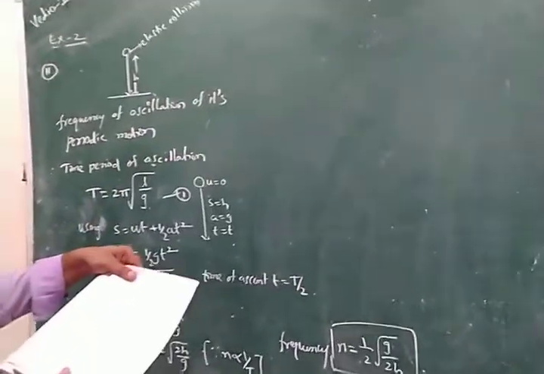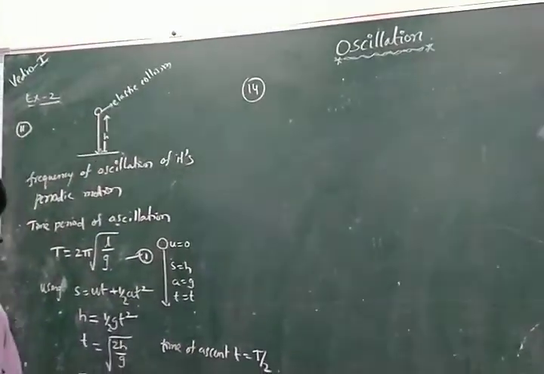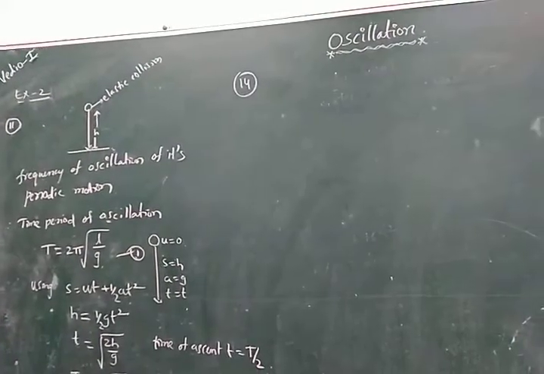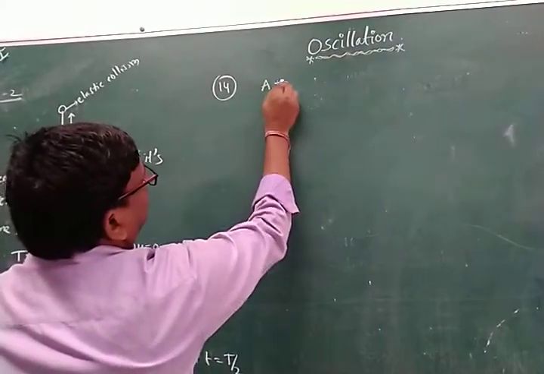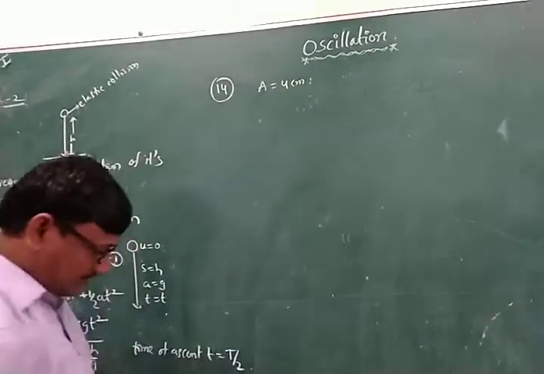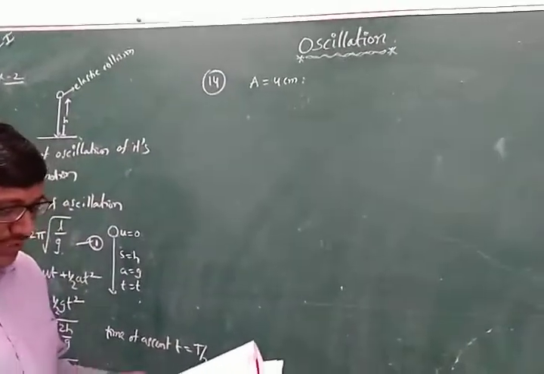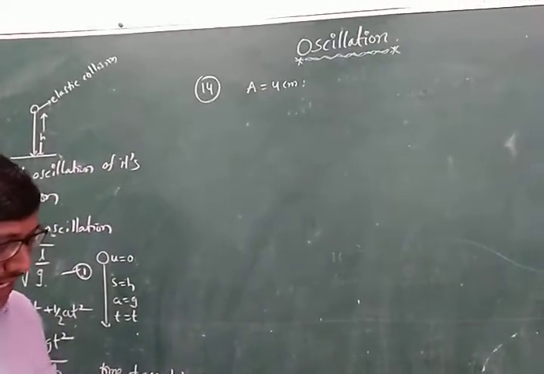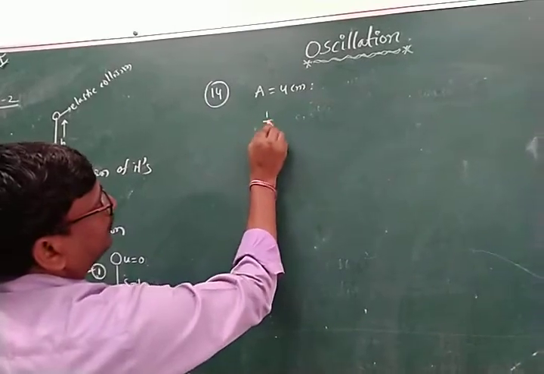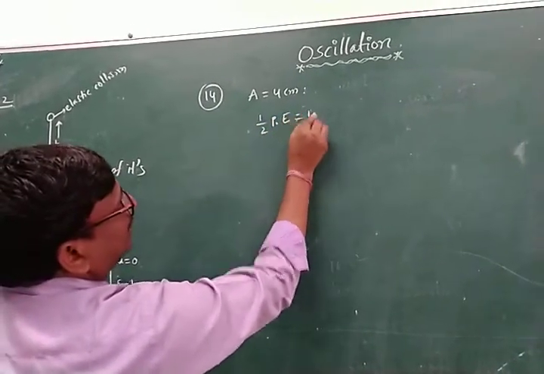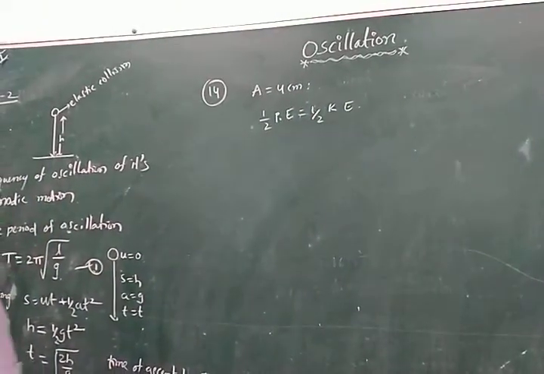Next, question number 14. A particle is vibrating in SHM with an amplitude of 4 centimeters. At what displacement from the equilibrium position is half of the energy potential and half kinetic? See here, half of the potential energy is equal to half of the kinetic energy.